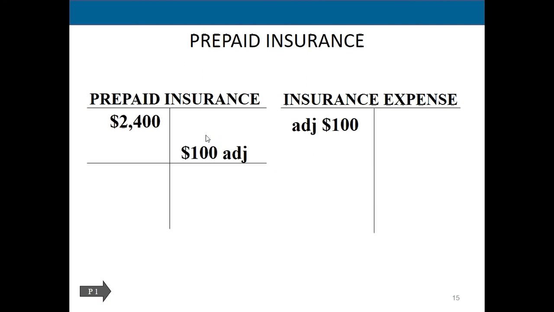And every month, that same thing is going to end up happening. We're going to have a debit every month to insurance expense for $100. We're going to have a credit to prepaid insurance every month for $100 until we get to the end of 24 months. And really, in reality, what's going to happen? I'm probably going to renew the policy, put another $2,400 in prepaid insurance, and do it all over again. And it's just going to be this continuous cycle.